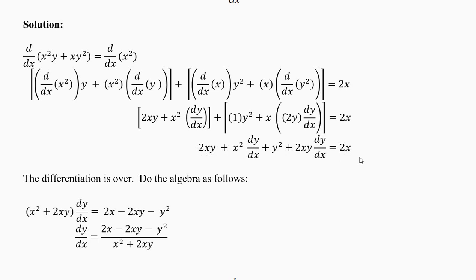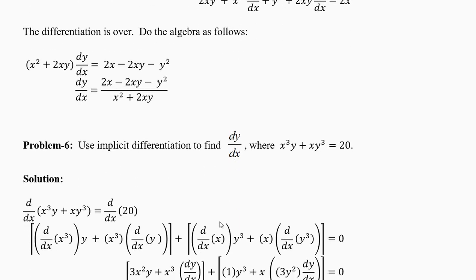This plus will become minus when it comes this side. This plus y square will become minus y square. So your answer is 2x minus 2xy minus y square. Remember to divide with the full bracket, x square plus 2xy. Now you can take the bracket, remove the bracket, and this is your answer. Do not try to cancel anything in this. It will not cancel and it will not help.